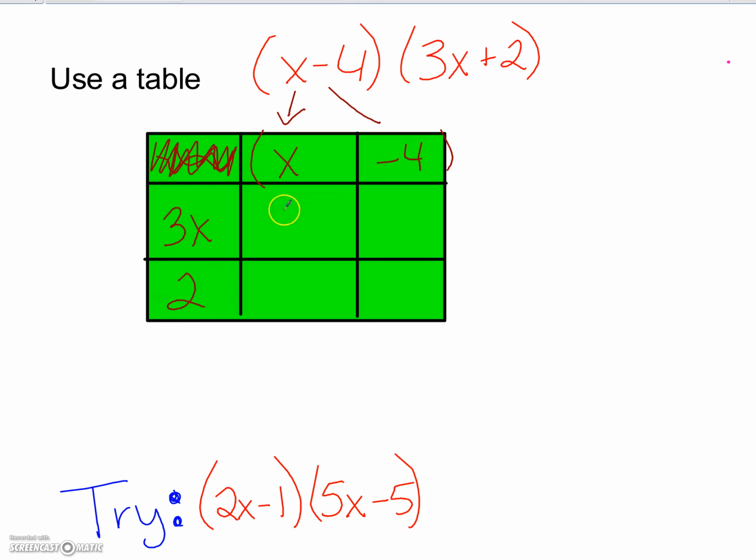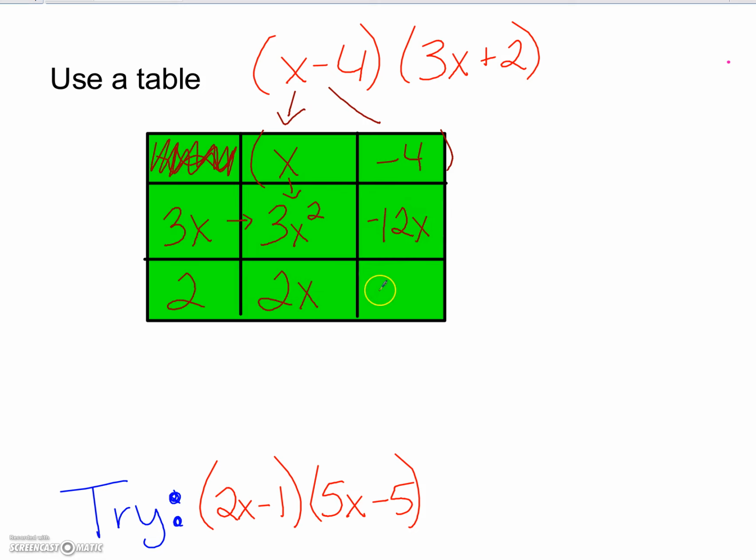How this works is where your boxes meet, that's what goes there. So 3x times x gives me 3x squared. 3x times negative 4 gives me negative 12x. x times 2 gives me 2x.